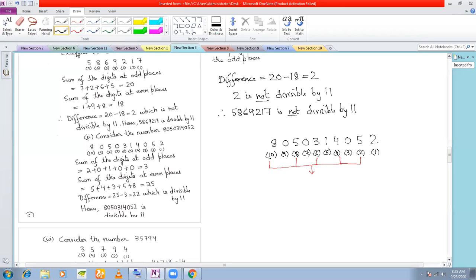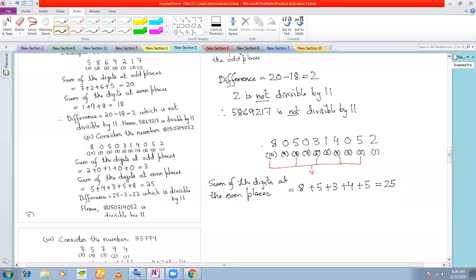Okay, so what should be the sum of the digits here? Sum of the digits at the even places. This comes to, in the 10th position you have an 8, in the 8th position you have a 5, in the 6th position you have a 3, in the 4th position you have a 4, in the 2nd position you have a 5. Okay, so if you add these, you will get 25.